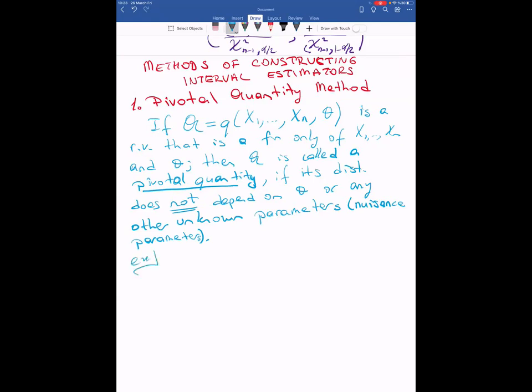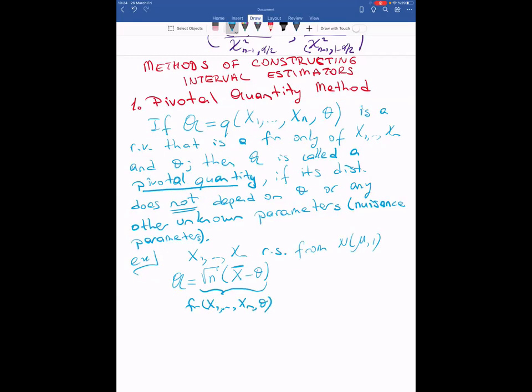Okay, so let's look at an example here. Let's say we have a random sample from a normal with mean mu and variance 1. Let's consider one pivotal quantity. Let's say we have Q, which is square root of n times (x bar minus theta). This is how we standardize our random variable x bar. So this is a function of sample random variables because of x bar, right? And theta. So one property to be a pivotal quantity is satisfied.